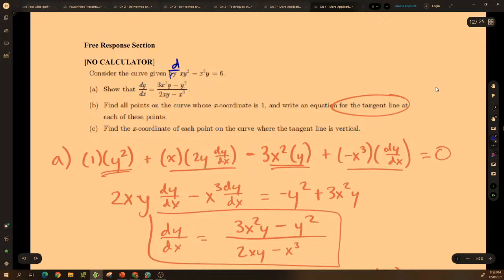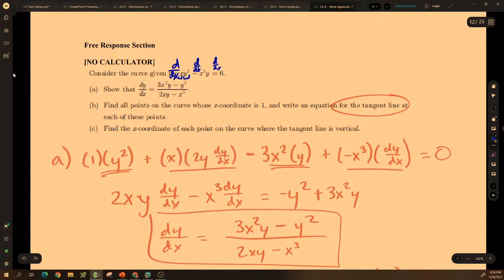So d/dx. It's not a rate. d/dx of the derivative of x y squared. This is product rule. Derivative of the first: 1. Leave y squared alone. Plus leave x alone. The derivative of y squared is 2y dy/dx.